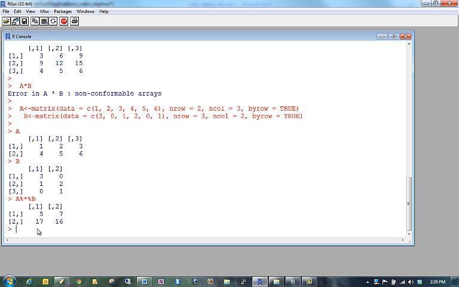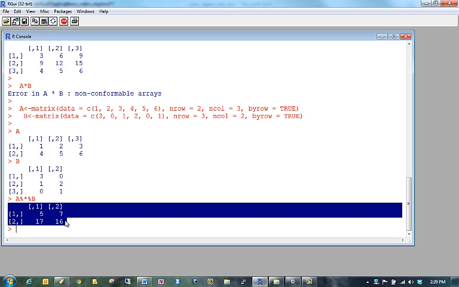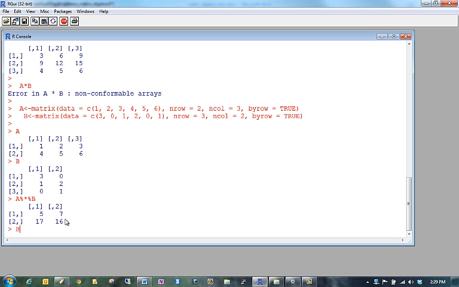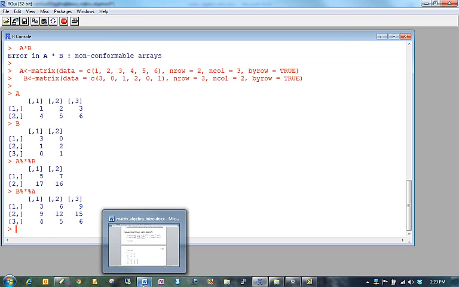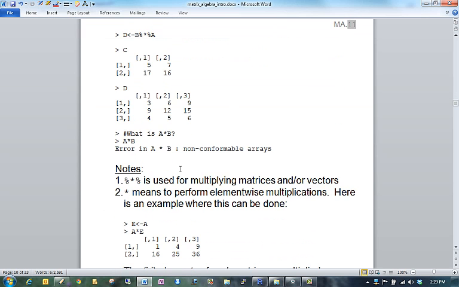So we go ahead and hit enter there, and we can see that we get exactly the same matrix that we did before. If I take B percent asterisk percent A, there we get the result that we got before as well. So you just got to be careful with the syntax that you use.